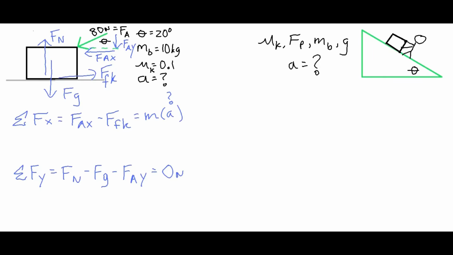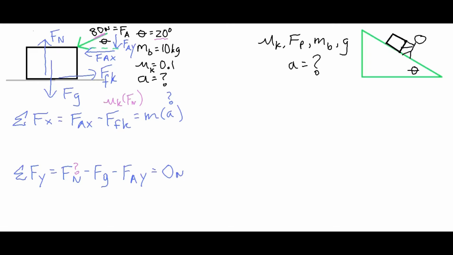So let's go ahead and plug in some numbers. Now I have FAX that I want to plug in, and I want to plug in FFK. If I want FFK, I know that I want mu times the normal force there. So I already have mu in my givens, it's 0.1, and the only way to find normal force is to find it right over here. So I know I want to solve for that at some point. My FAX is going to be pretty easy because I have the hypotenuse of my triangle, which is 80, and I have an angle of 20 degrees to work with, so I'm feeling pretty good about that.